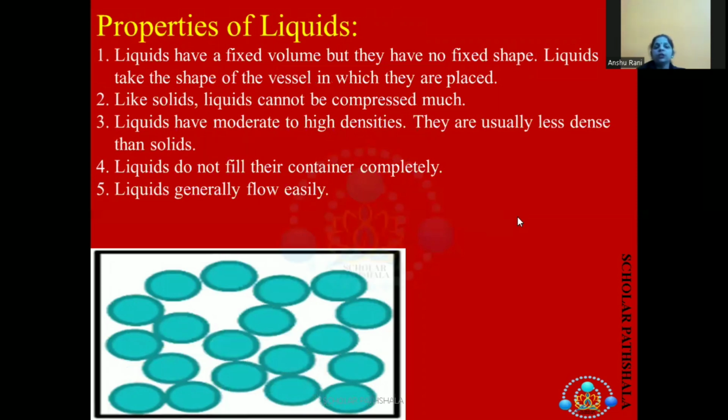Then we have properties of liquids. Liquids have fixed volume, but they don't have fixed shape. Means you can take any vessel and put liquid in it. That liquid will acquire the shape of that container. If you have 1 liter of milk and you put it in different containers, it will stay 1 liter only, but its shape will change according to the vessel in which you put it. Like solids, liquids can't be compressed much.